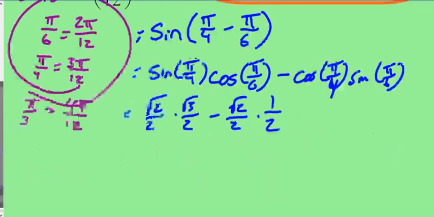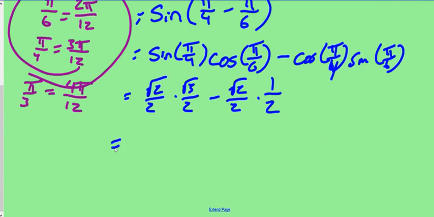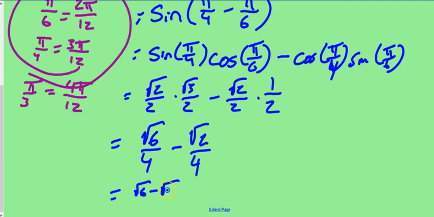All right, feeling very familiar, except for the sign in the middle. So we'll get square root of 6 over 4 minus the square root of 2 over 4. Putting those together, we get the square root of 6 minus the square root of 2 all over 4.